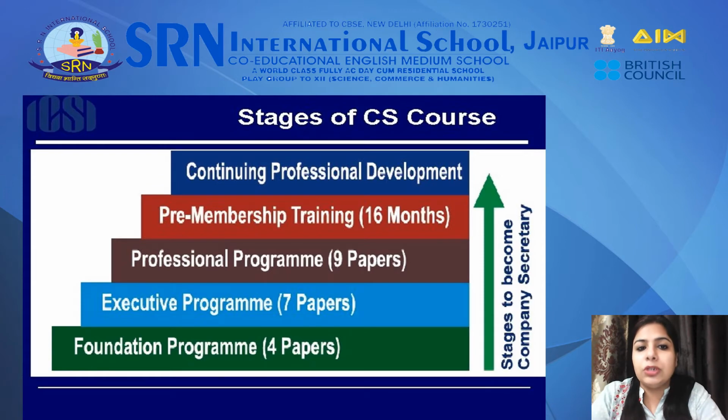Now, if we talk about the training particularly, every student will have to undergo 15 months of management training in companies that the institute sponsors. However, this can be done only after passing the executive or professional program or under the guidance of a company secretary in practice. After successful completion of the professional exam and the training, a candidate gets admission as an associate member of the ICSI.